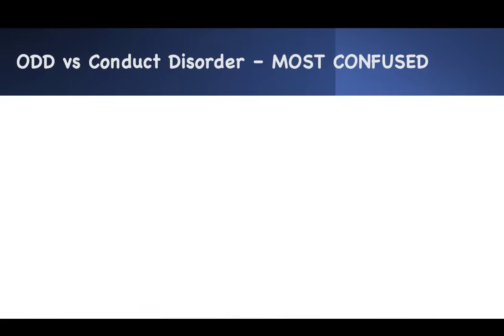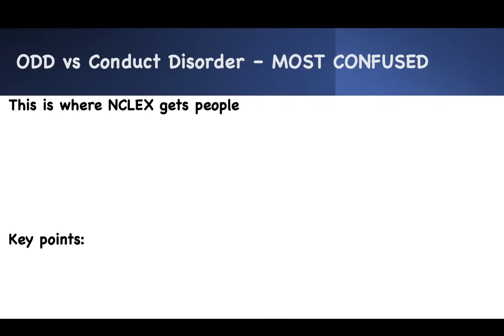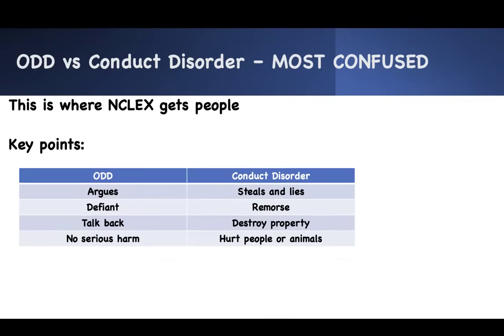This one I put together because this is where the NCLEX confuses you. ODD and conduct disorder. This is where the NCLEX will get you multiple times. How do I summarize it for you? If this confuses you, write it down. These are the key points in table form. Oppositional defiant, that's the key.